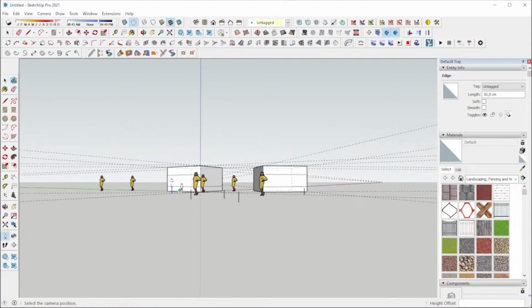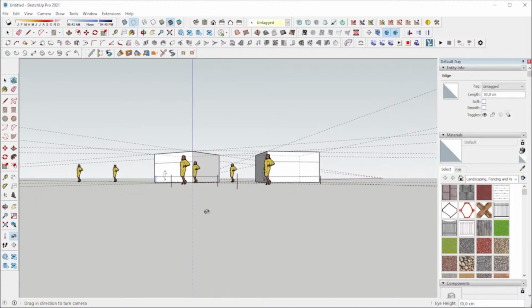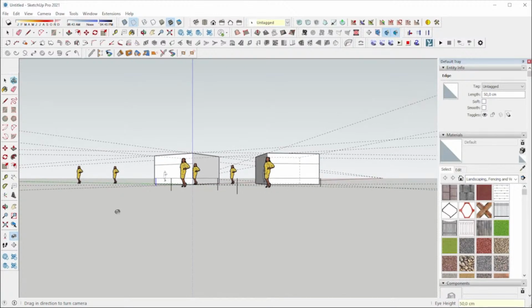And again, if I stay here with 50, you can see the top point of all the lines are on the horizon line. So if I have again a line here with 50 centimeters height, obviously it will finish on the horizon line. Depends on the first number you put here. This is what I said, 50.